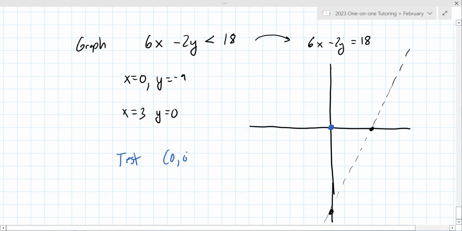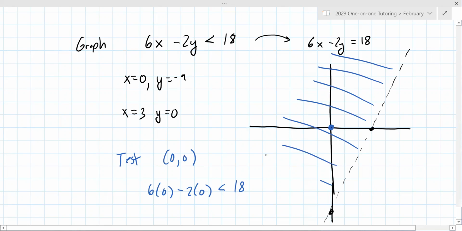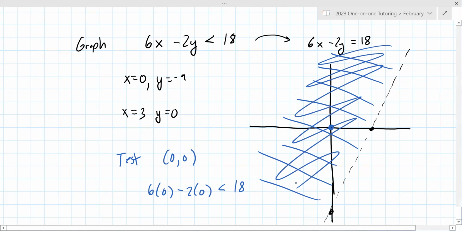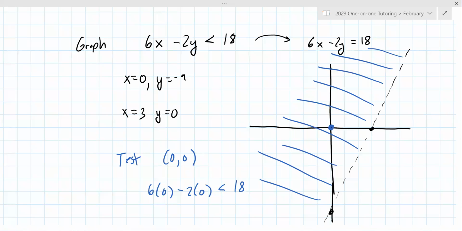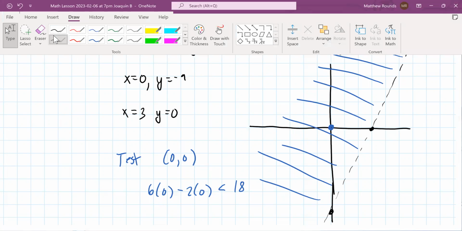You test 0, 0. Is 6 times 0 minus 2 times 0 less than 18? Is this a true statement? Yes, it is. So you always shade the true side, and it's good to draw them kind of 90 degrees to the line, but you don't need to do all this. That's not what they're looking for. Less is more. They just want to see that you picked one side or the other. All right. Any questions on that? No, that helped a lot.